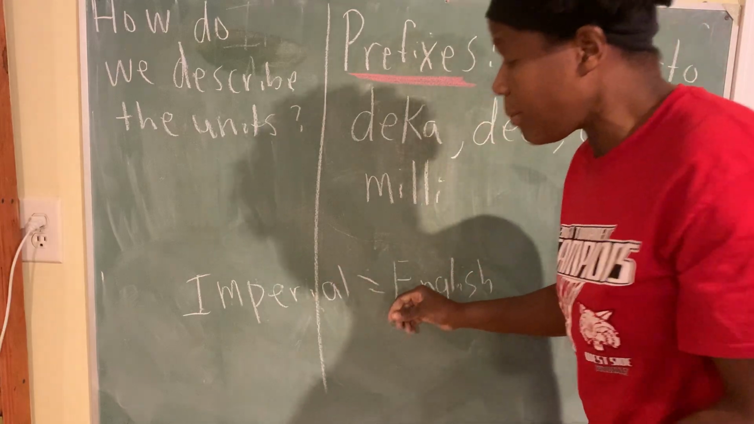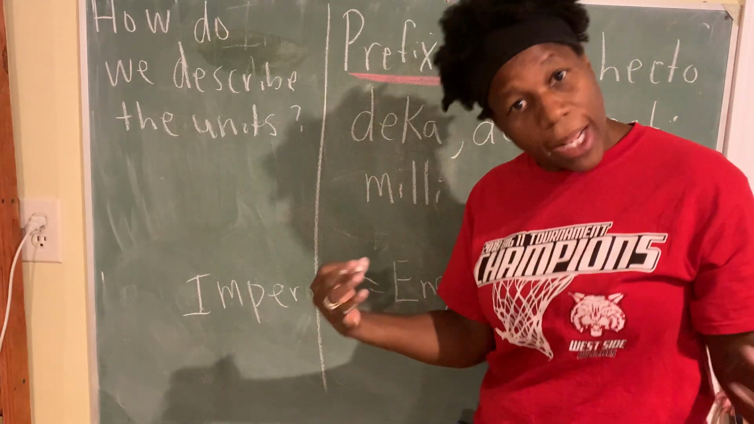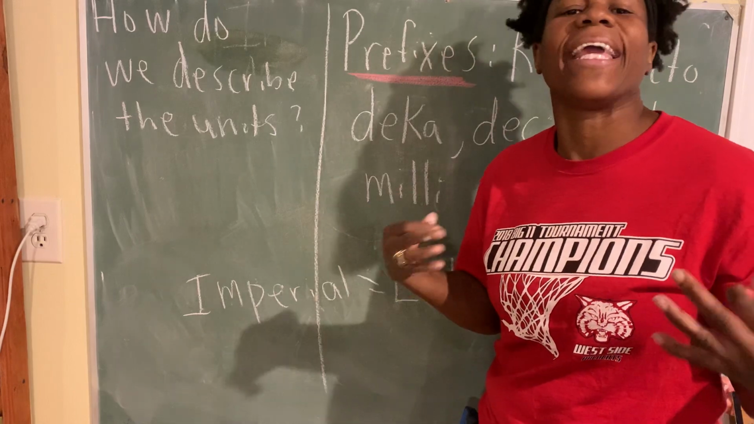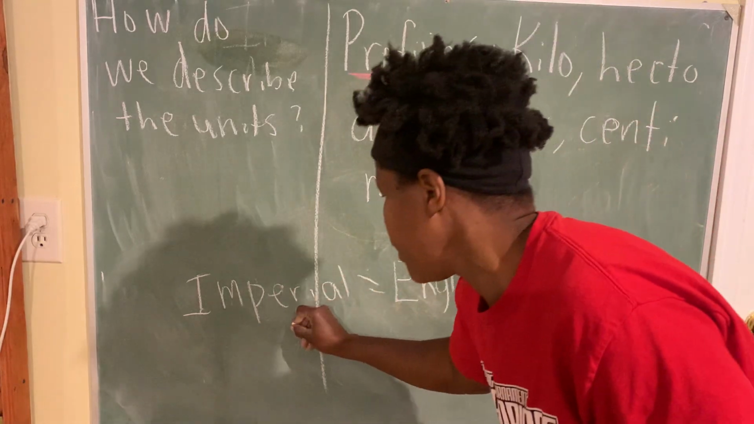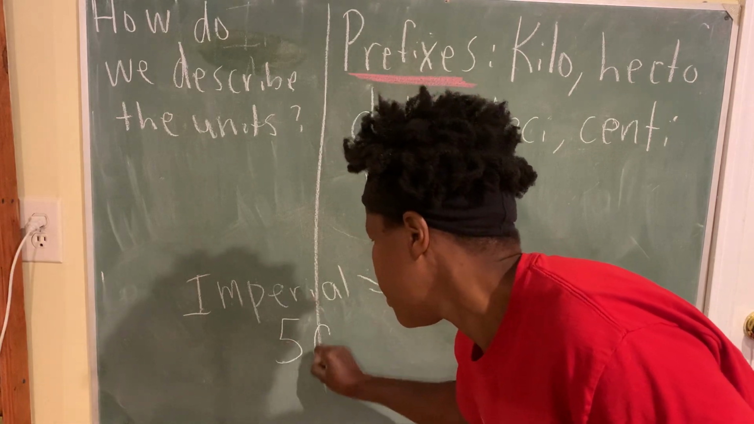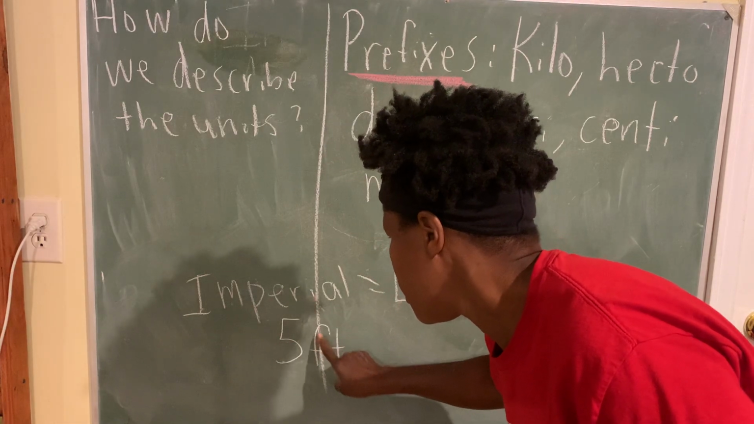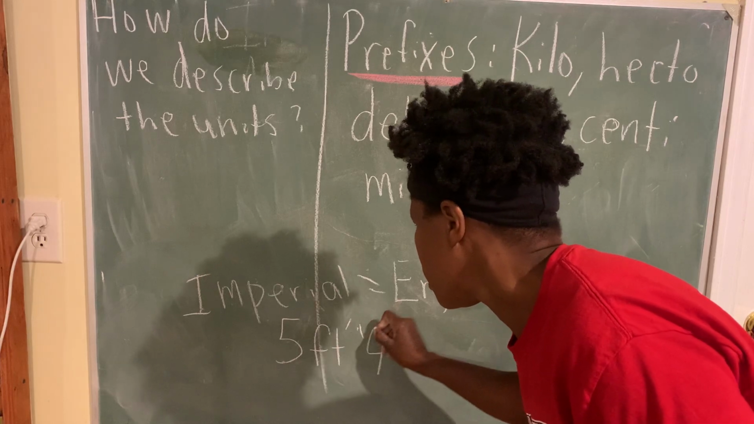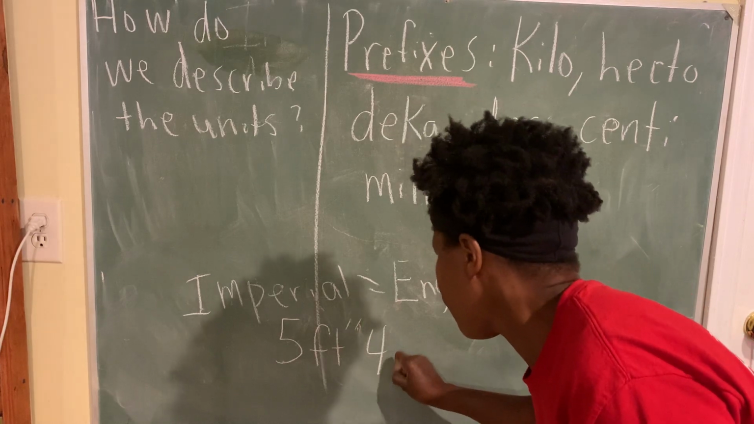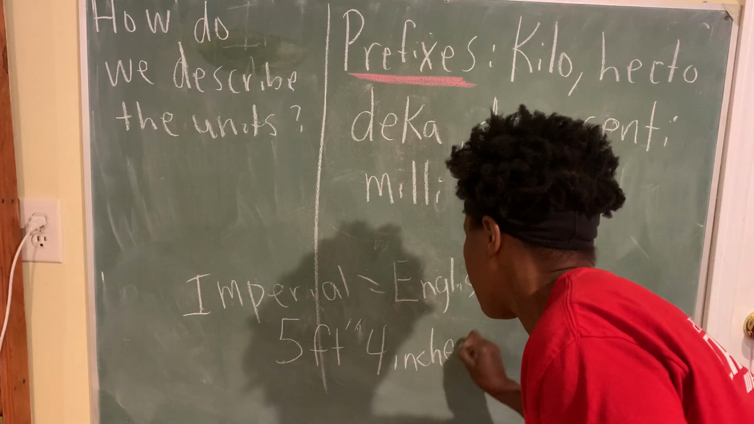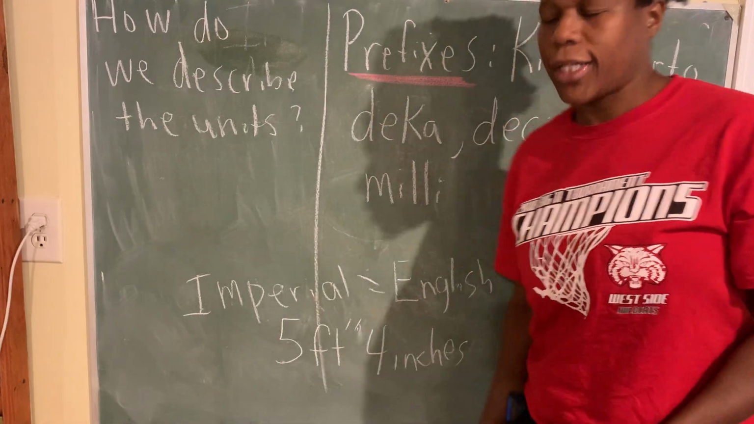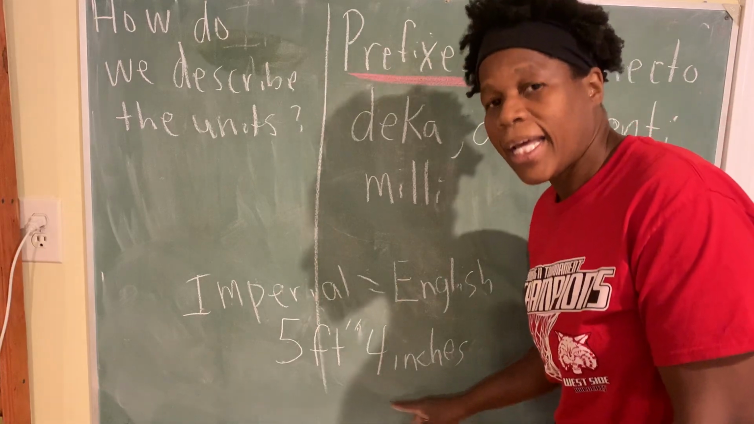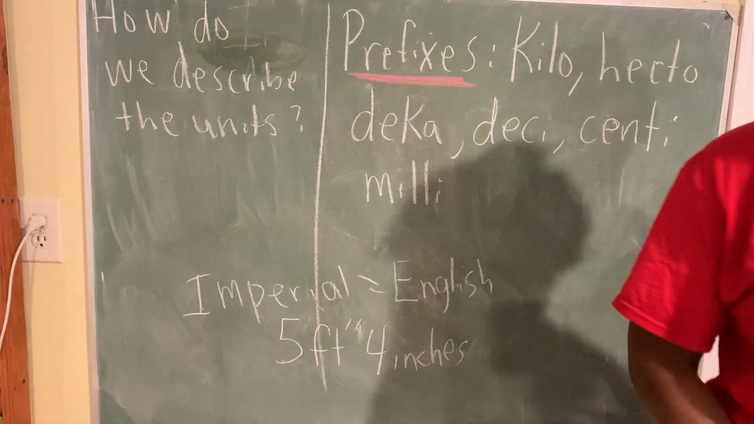So in the imperial system, if I were to ask you, what is my height in inches if I'm 5 feet 4 inches? Take a moment right now and calculate what my height will be in inches. Can you do that for me? I'll give you a second to do that.